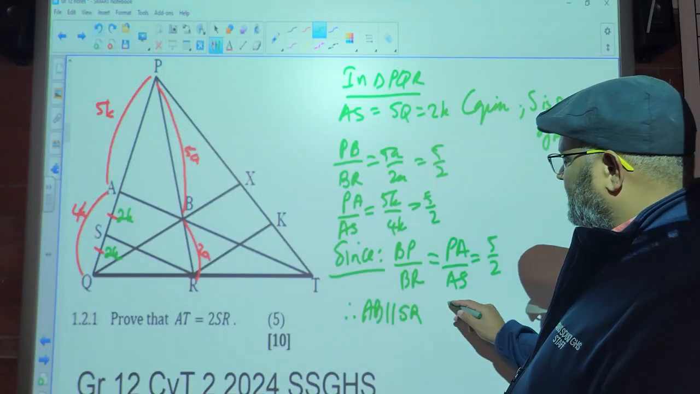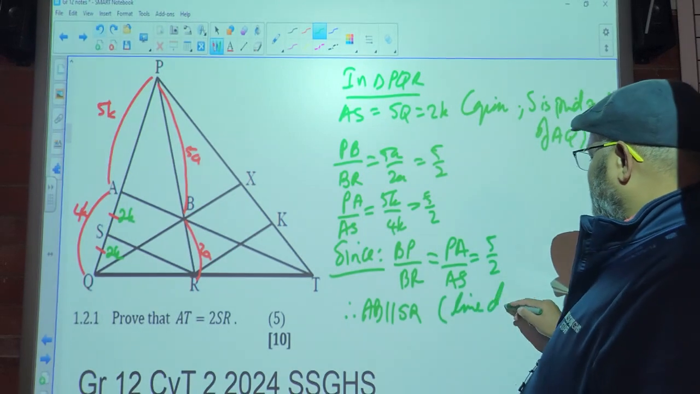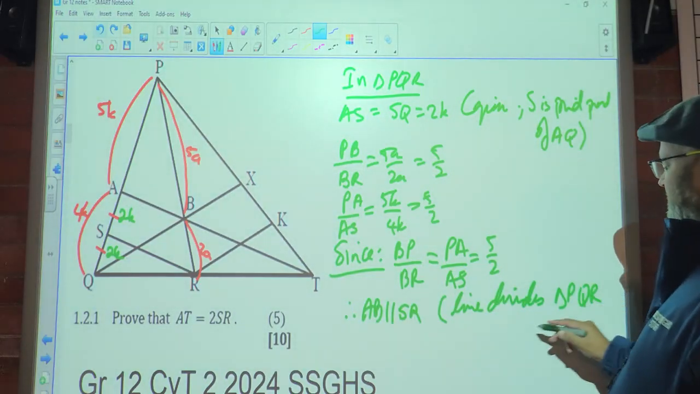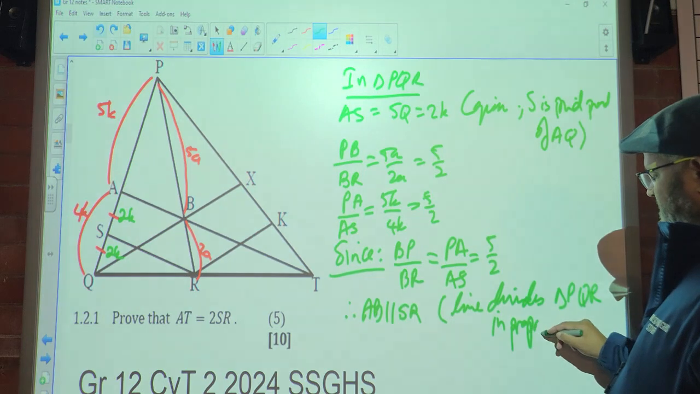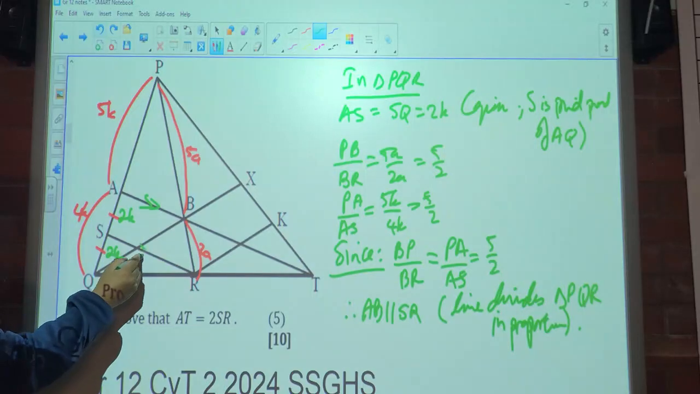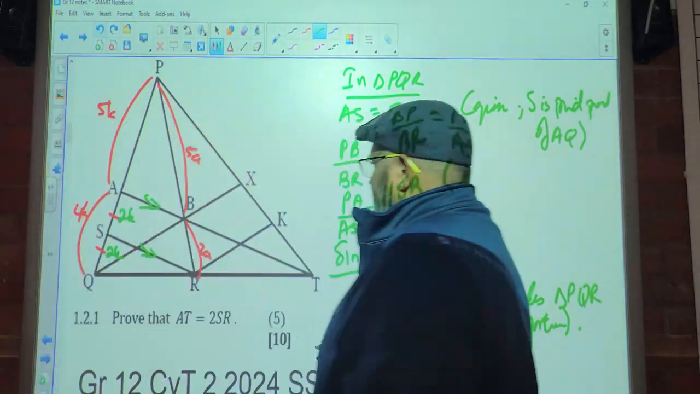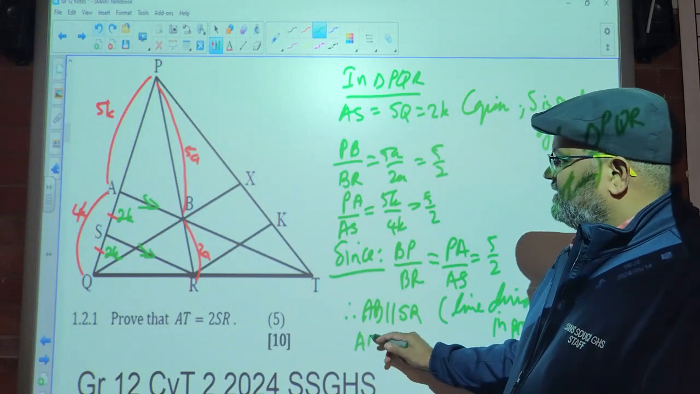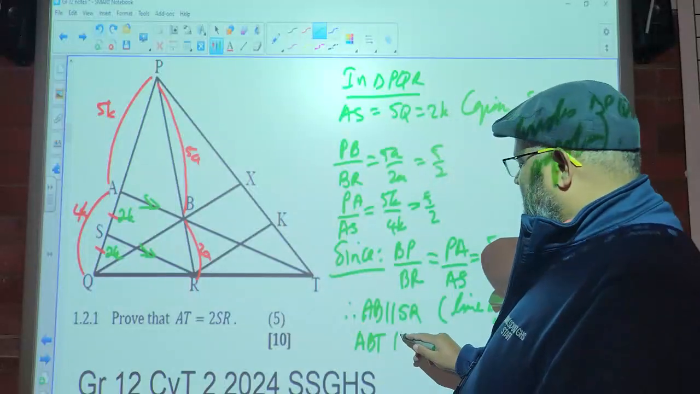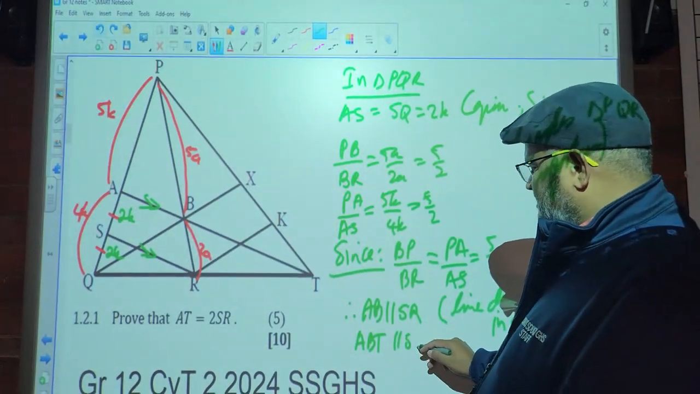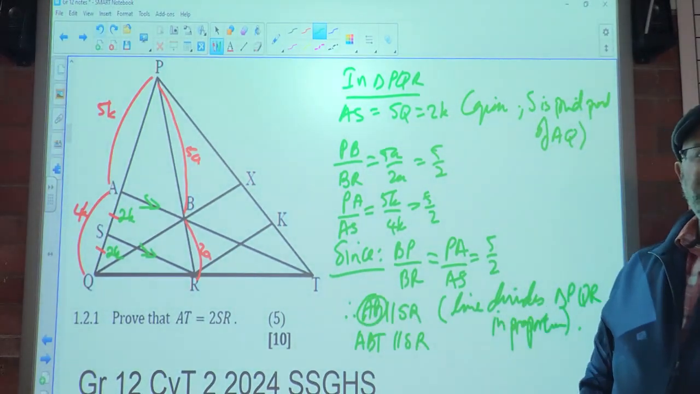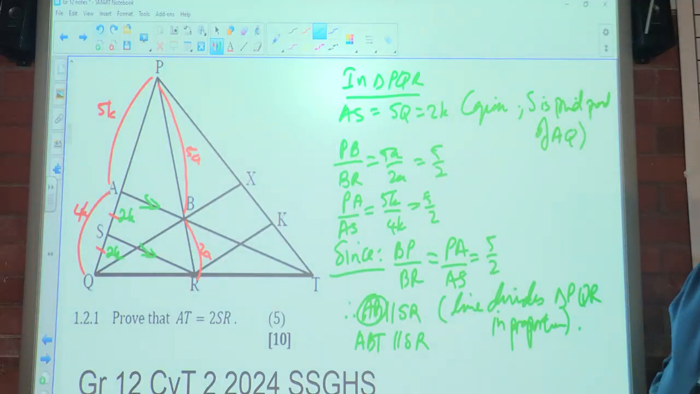Not so. Why? Because the line divides triangle PQR in proportion. Alright. So these lines are parallel now. Not so. But ABT is the same as AB, not so. So the whole line is indeed parallel to SR. I didn't have to write AB, I could have gone there and written straight AT. Okay? You could have said that there at that point as well.